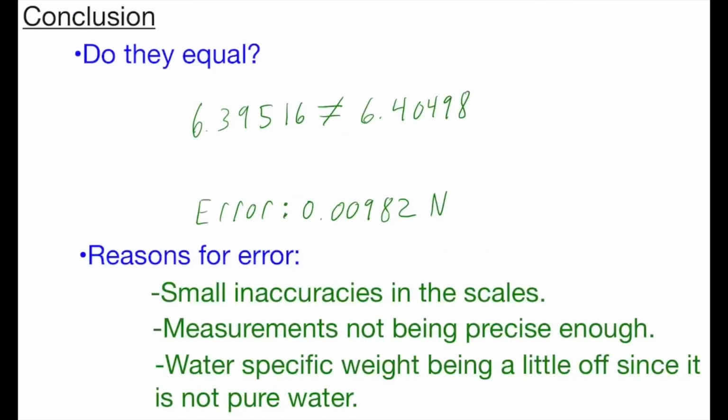To conclude this project, we check to see if the two buoyant forces found are equal. We have 6.39516 is not quite equal to 6.40498. This gives us an error of 0.00982 newtons. I think this error is small enough to call this project a success. Reasons for this error could be small inaccuracies in the scales, measurements not being precise enough, and water specific weight being a little off since it is not pure water. Thank you.